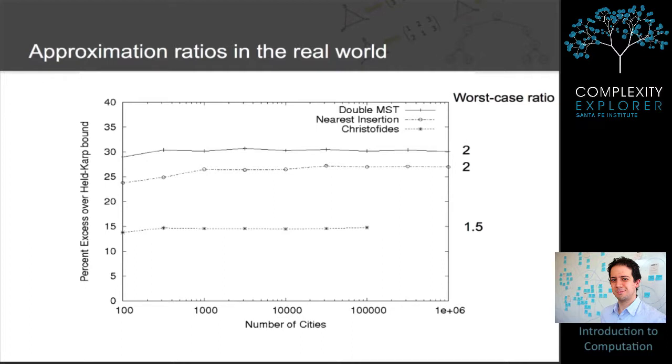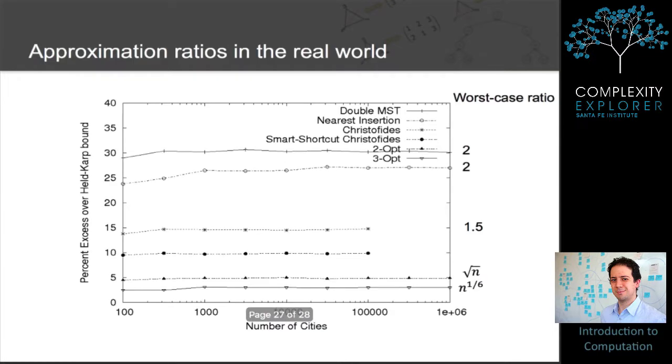However, when they ran the simple local search algorithms, which had worst case approximation ratios of root n and n to the 1/6, those were even better than the constant factor approximation, even though the theory says very strongly that the opposite should be true. So there's something going on here, and even with approximation algorithms, it's important to test the algorithms on real data to see how they do and not solely rely on the theory to tell you which algorithm is better.